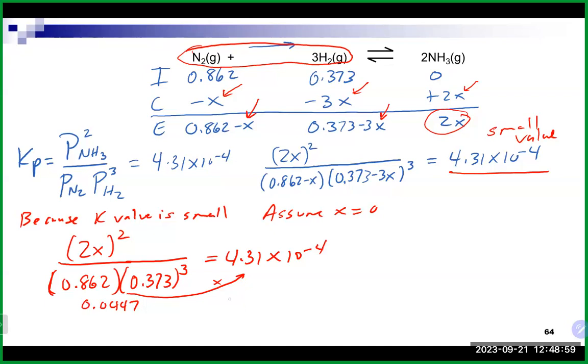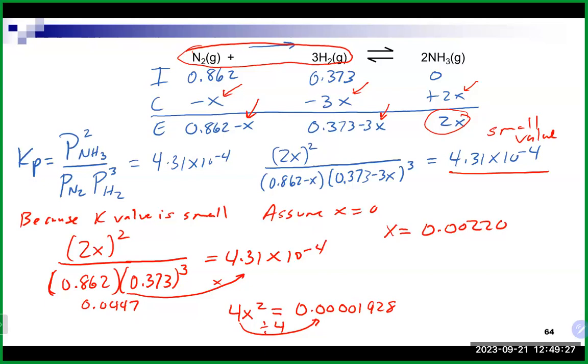That will give me on the left-hand side, 4x squared is equal to 0.00001928. We're going to divide by 4 and then also take the square root of it. Don't forget the square root part. And that gives us an x value of 0.00220 as our x value.